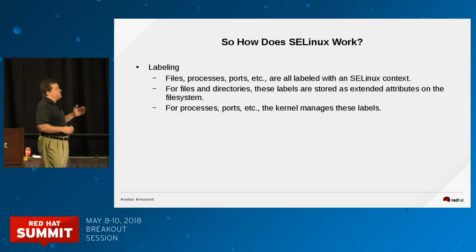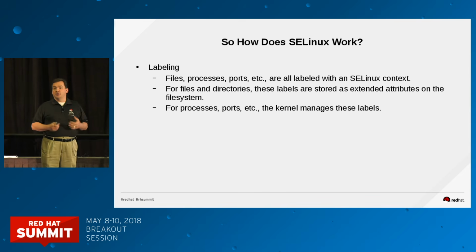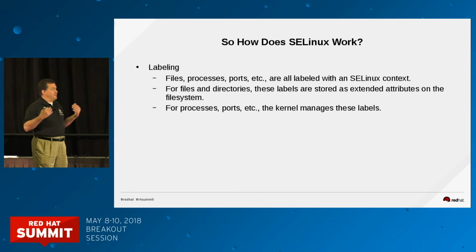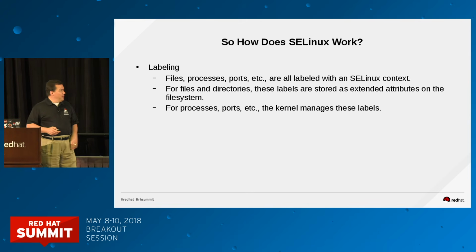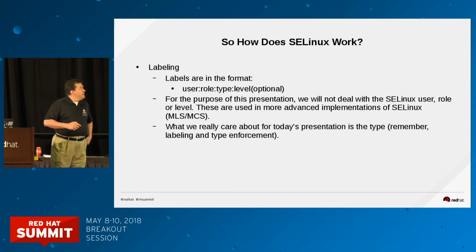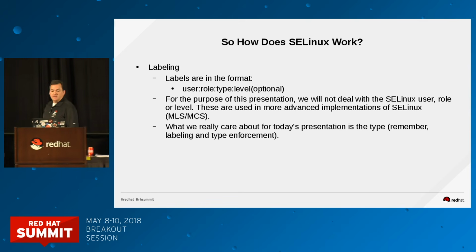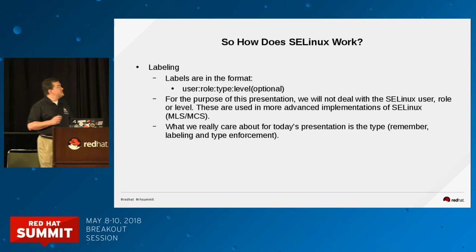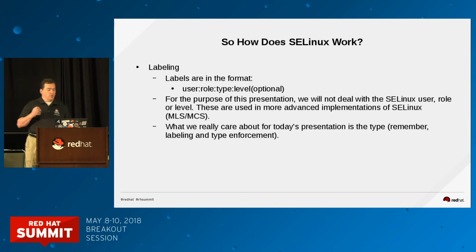And for processes and ports and network interfaces and things like that, the kernel manages those. As the kernel boots up and the file system loads and processes run, the kernel will manage all of those and keep them in memory, all the labels. The labels are in the format of the SELinux user, the SELinux role, the SELinux type, and optionally the level, so multi-level and multi-category security.